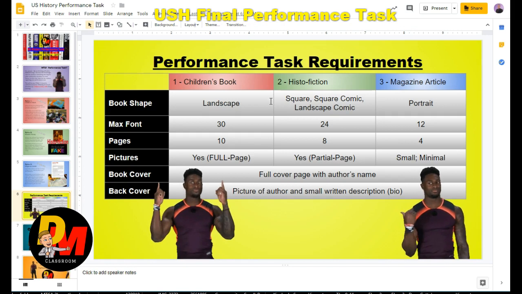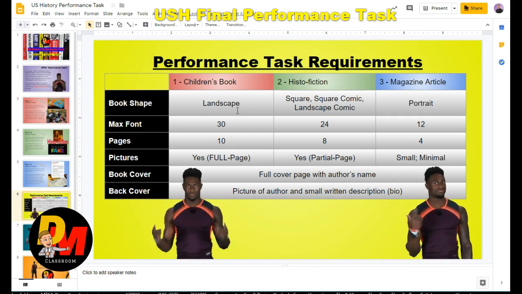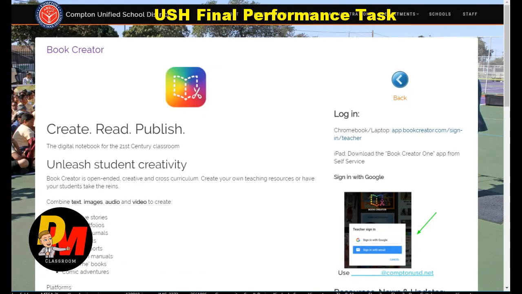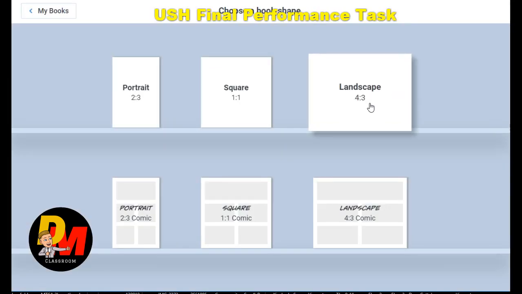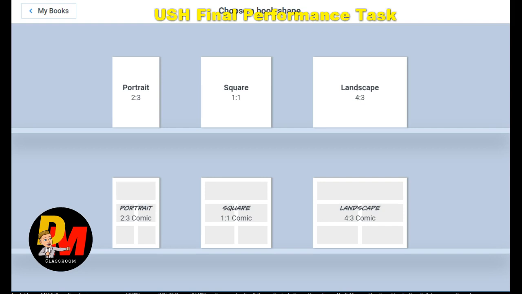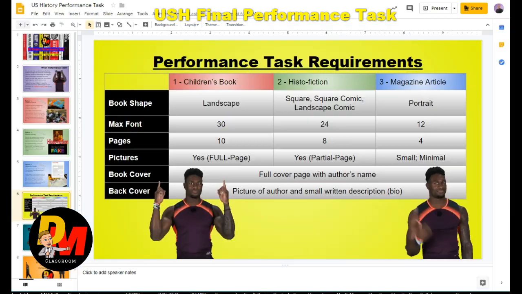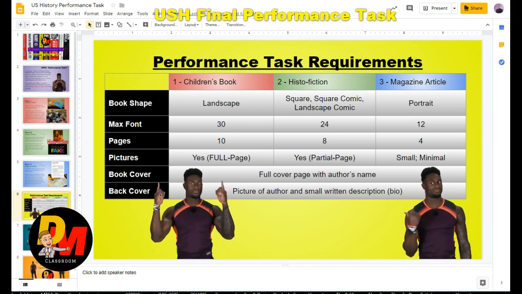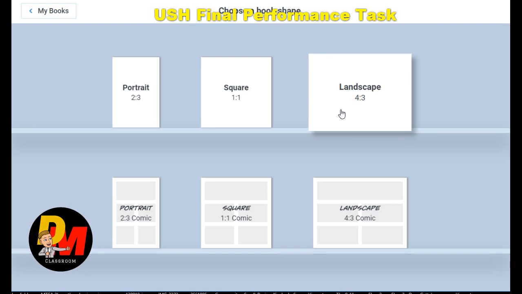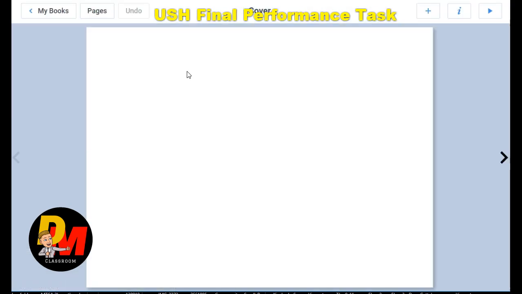And again, if you go back to the requirements, which one you choose determines the book shape. If I'm going to write a children's book, I'm going to use landscape only. That is what the requirement says. If I'm going to do histofiction, it's square comic or landscape comic, so I have these two to choose from. If I'm going to do my magazine article, I can only choose portrait, which is this one. So I'm going to choose the children's book. Let's go ahead and click that and open it up.